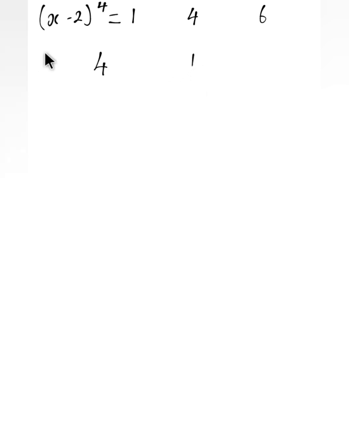So the same procedure, x raised to the power 4. So this is x raised to the power 4, x raised to the power 3, x raised to the power 2, x raised to the power 1, x raised to the power 0. And this is 2 raised to the power 4, 2 raised to the power 3, 2 raised to the power 2, 2 raised to the power 1, 2 raised to the power 0.